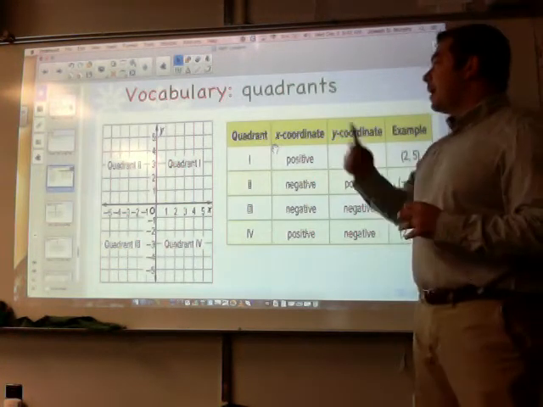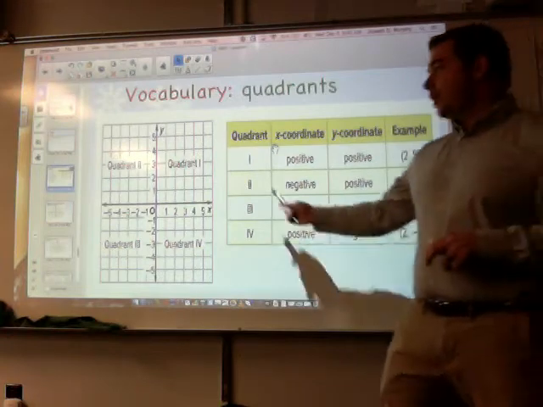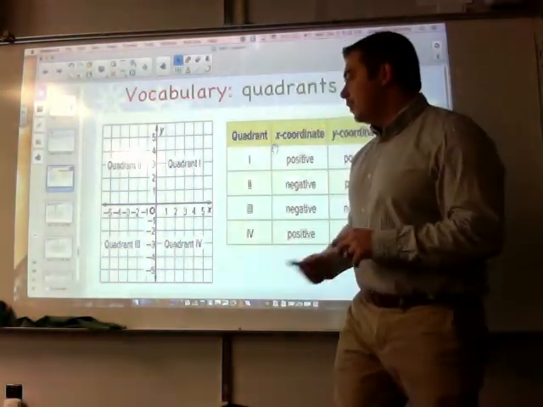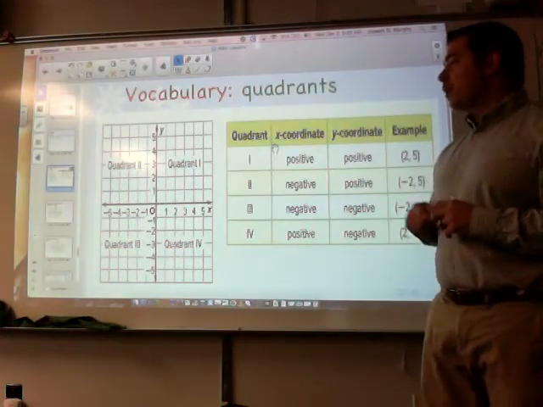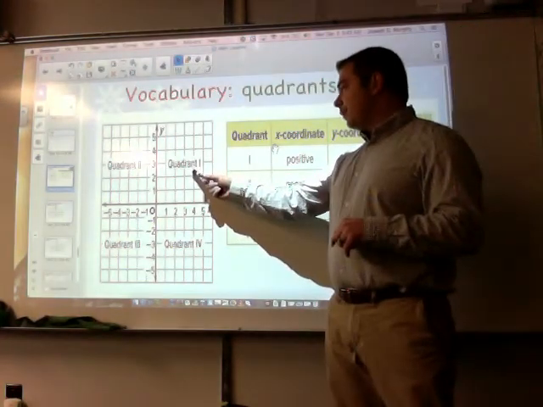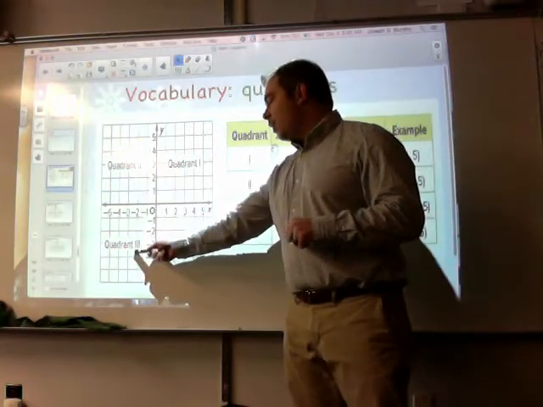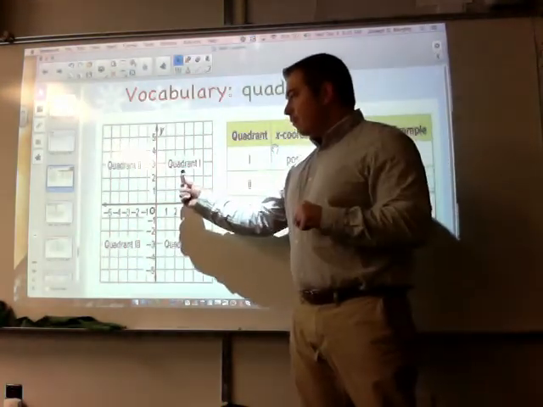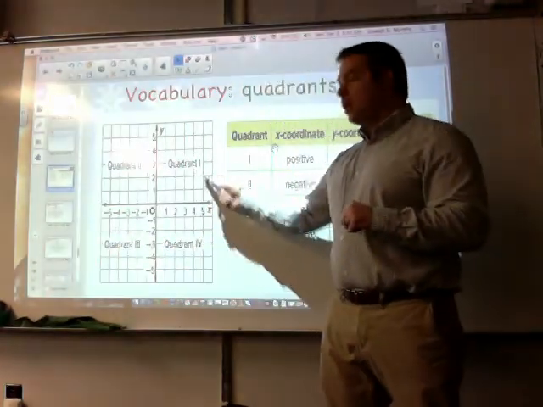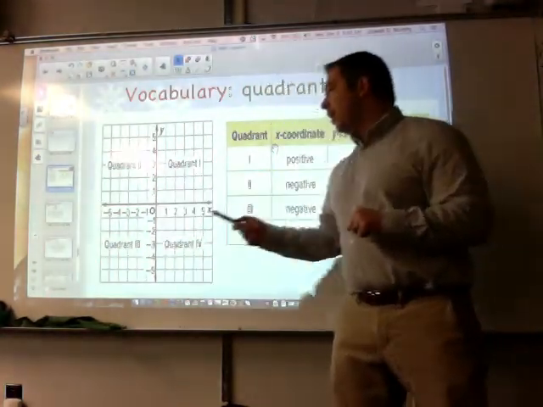All right, vocabulary: quadrants. This whole thing right here is your coordinate plane. You have negative and positive numbers all over the place. But we have four quadrants: quadrant 1, quadrant 2, quadrant 3, and quadrant 4. It kind of goes backwards in a way. It doesn't go clockwise, it goes counterclockwise.